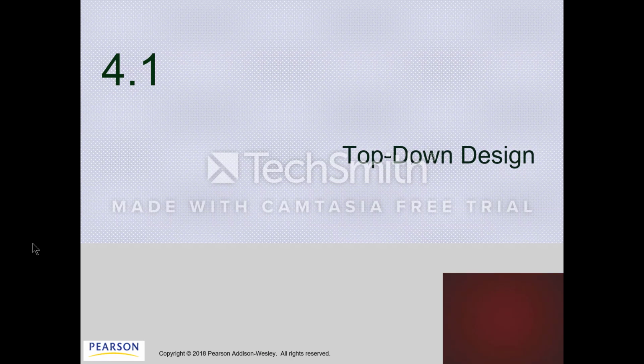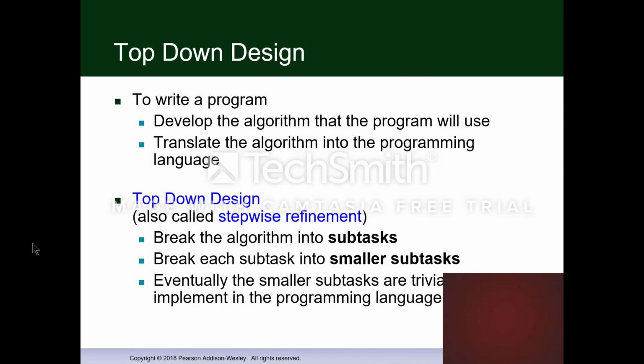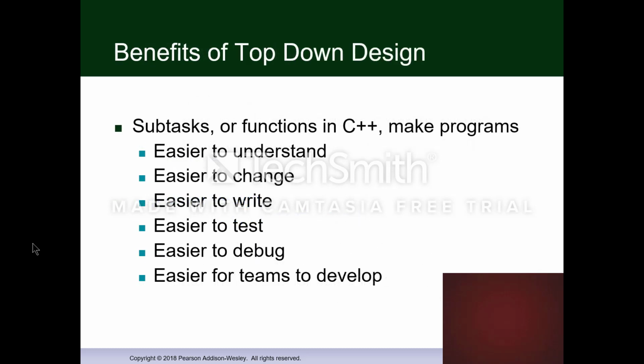The strategy we want to use when we build our programs is a structured approach that uses top-down design. Top-down design allows us to refine our algorithm by breaking it into subtasks. We break it into smaller and smaller pieces until each piece is a trivial amount of code to implement. Then we can put those pieces together to form the program. The advantages are many. The code will be easier to understand, easier to change, easier to write, although I know it doesn't feel that way at first, easier to test and debug, and this is a way that teams of programmers can work together.